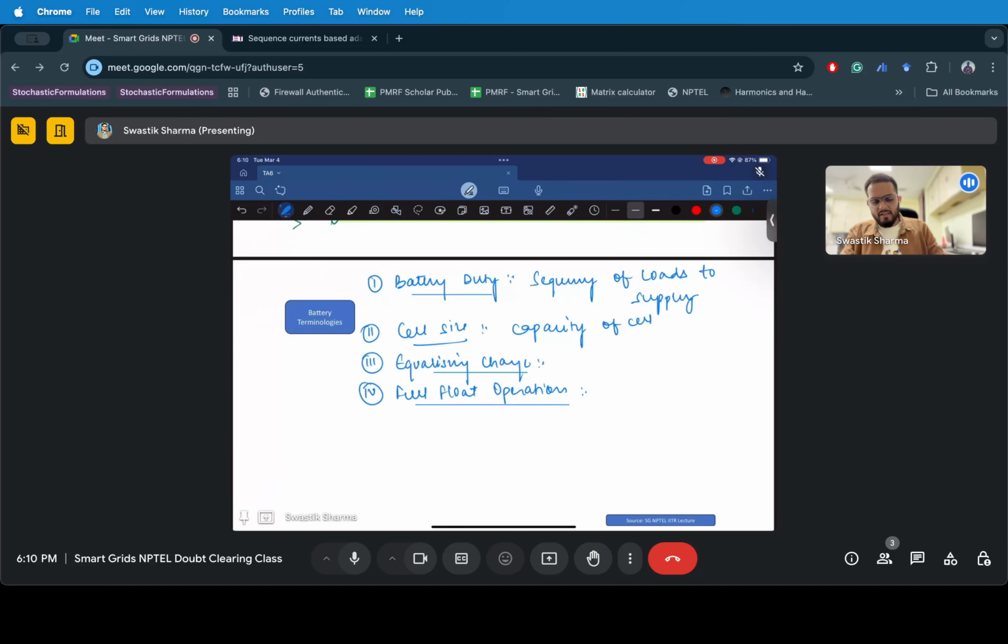So there are other key terminologies as well. I will tell you about rated capacity.